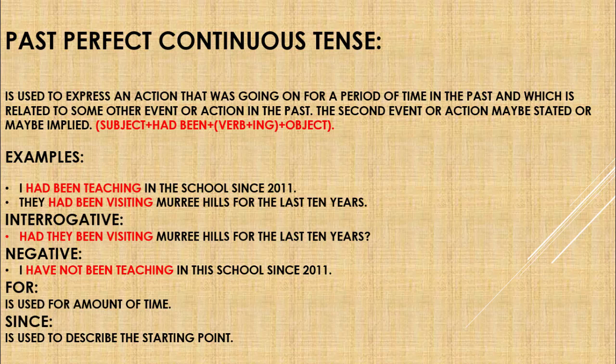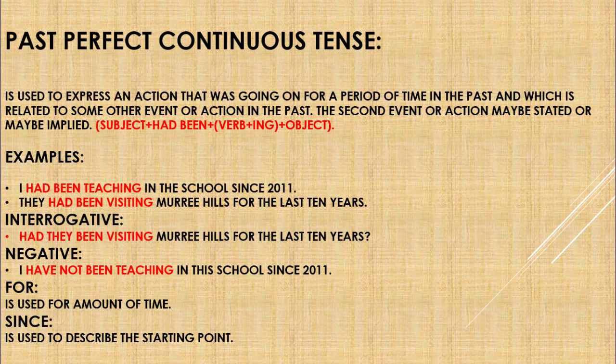As you can see in the examples, I had been teaching in the school since 2011. They had been visiting Murray Hills for the last 10 years. The interrogative sentence starts with the auxiliary verb had. As you can see in the example, had they been visiting Murray Hills for the last 10 years?